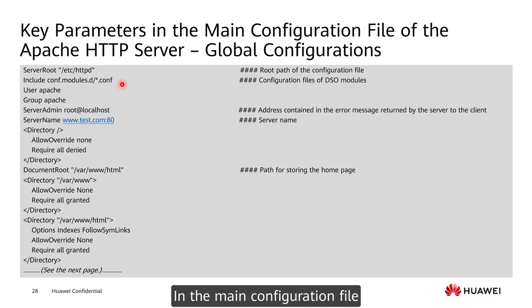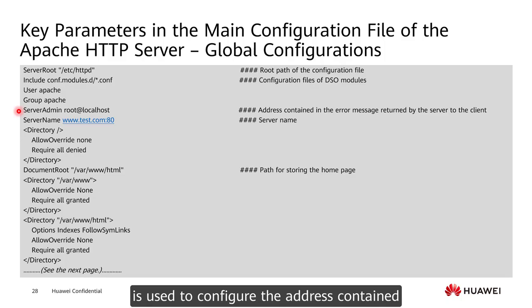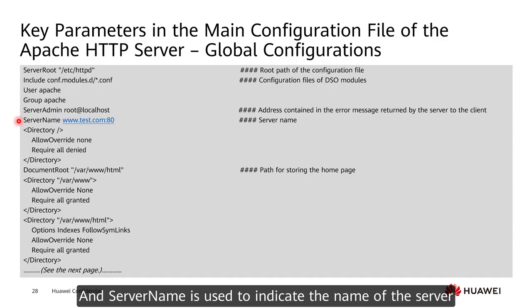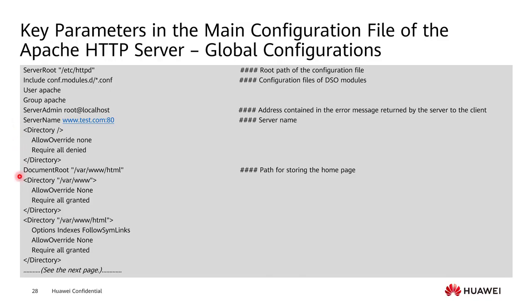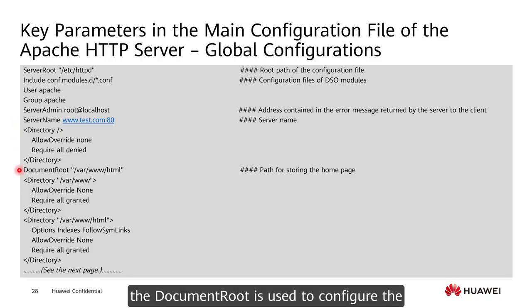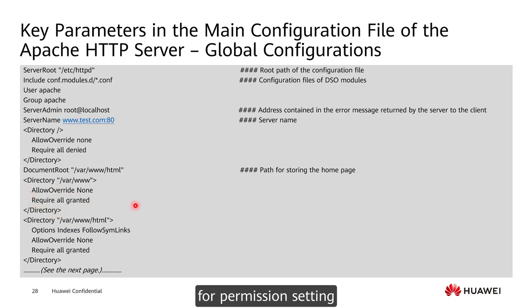In the main configuration file, ServerAdmin is used to configure the address contained in the error information returned by the server to the client. And ServerName is used to indicate the name of the server. And then DocumentRoot is used to configure the home directory of the web server. All resources are stored in this path. For the specific configuration of the path, you need to use this pair of Directory settings. These settings also include this one for permission setting.